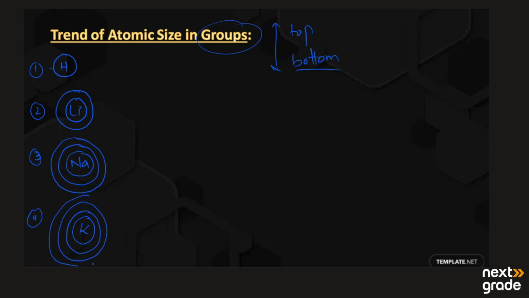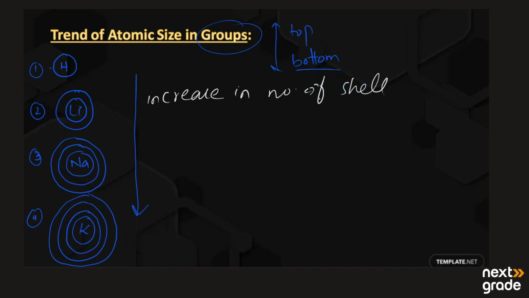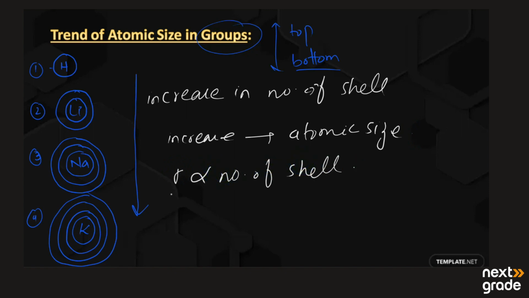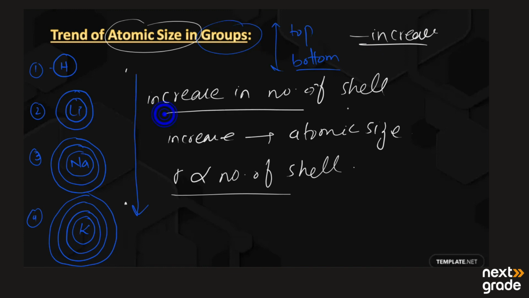So when we move from top to bottom, as there is an increase in the number of shells, there is also an increase in the atomic size, because in the previous relation we learned that the atomic radius or atomic size is directly proportional to the number of shells. So this is the trend. When we move from top to bottom in a group, the atomic size of an atom increases, and the reason is that the number of shells increases.